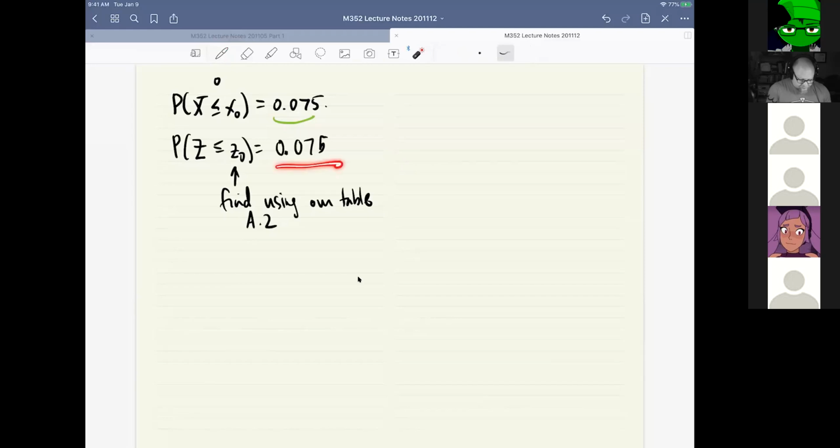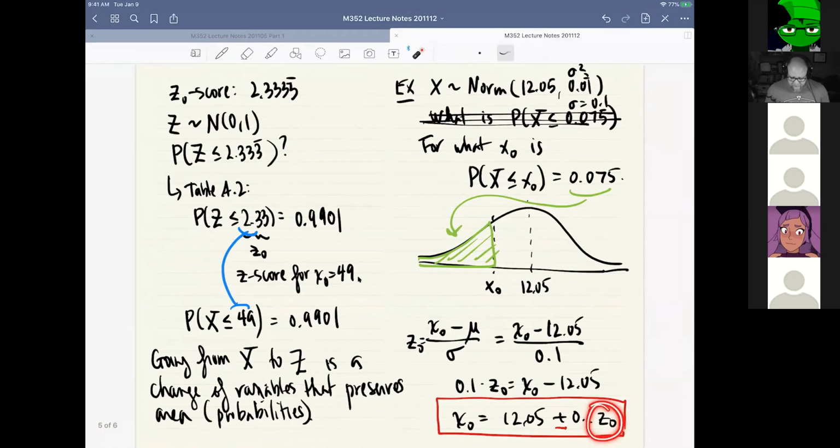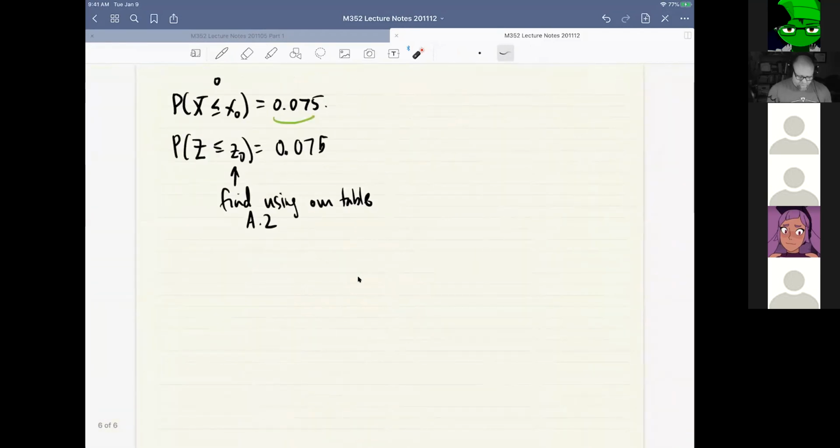We'll use the table to find the z-score we're interested in that corresponds to this probability. And then we'll know that the z-score of this is the same. Then we'll plug that into here. The z-score goes right there. Okay, so let's use the table. So I'm going to switch us to the table.